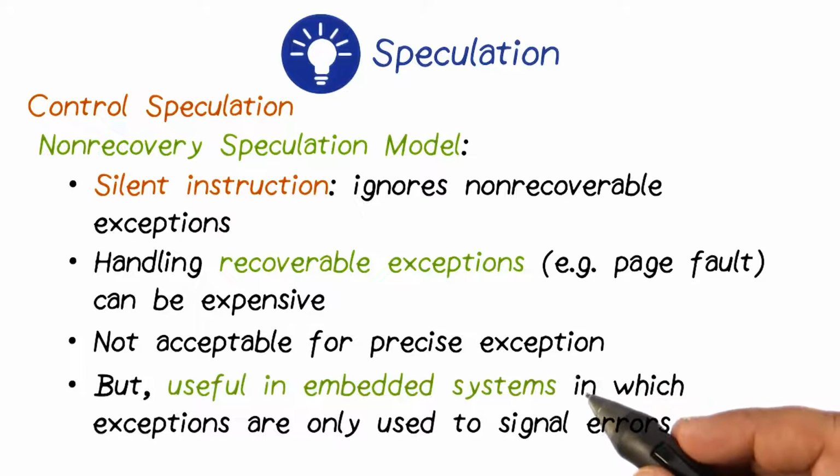But in embedded systems, what is the real goal of an exception? The real goal of an exception is to signal errors, and the operating system then takes over the control of the program and maybe causes a termination or gives some major feedback to the user, and most likely does not result in anything else. And so this is sufficient. So the non-recovery speculation model is sufficient for embedded systems because of this reason.